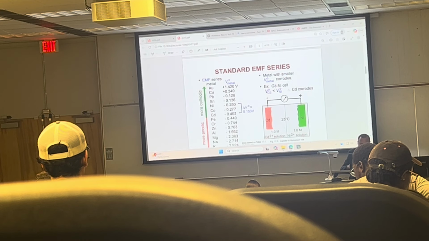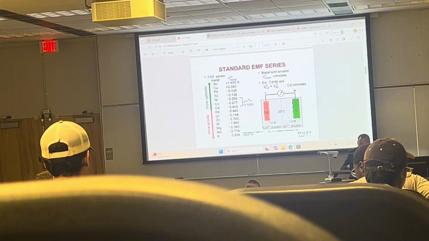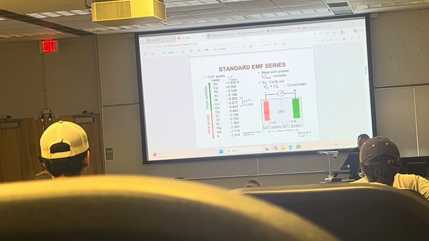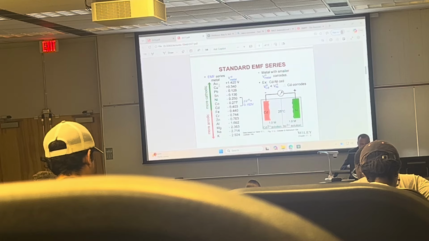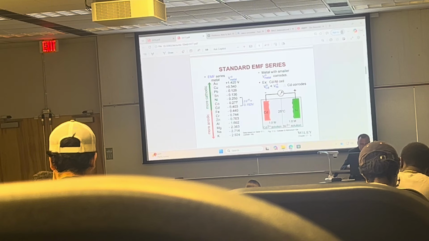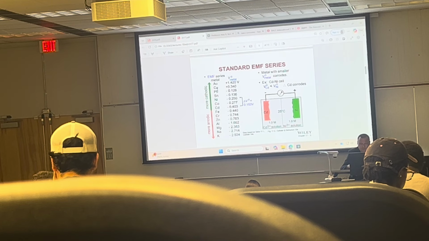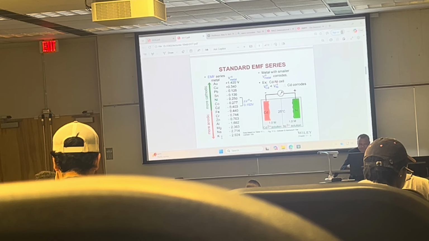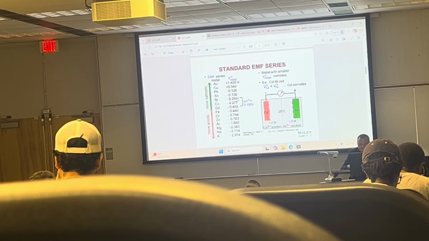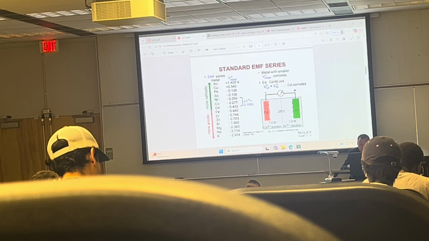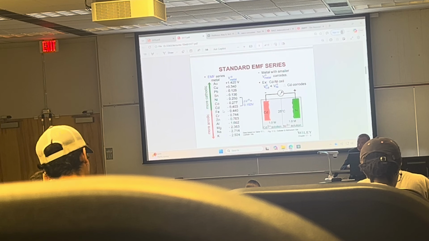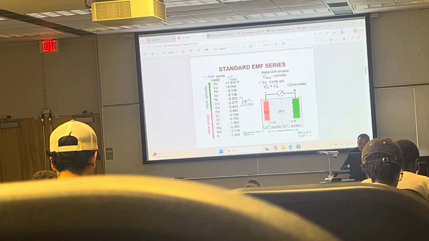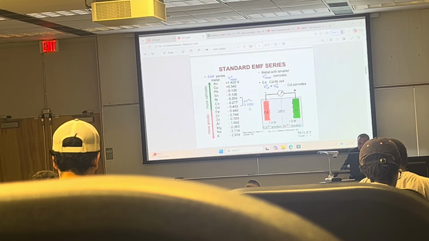And then there's a standard EMF series that measures this corrosion potential, right? You can see here gold and copper. Gold, these are more cathodic and these are more anodic. And if you take two different metals, like for example nickel and cadmium, you would see that the delta V is 0.15 volts.